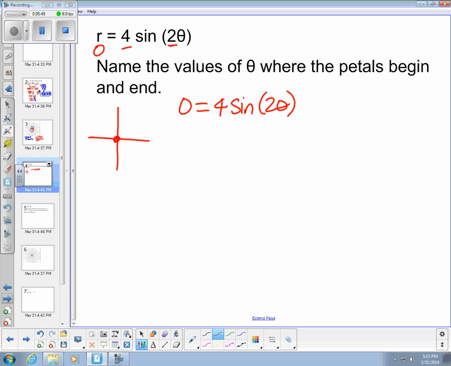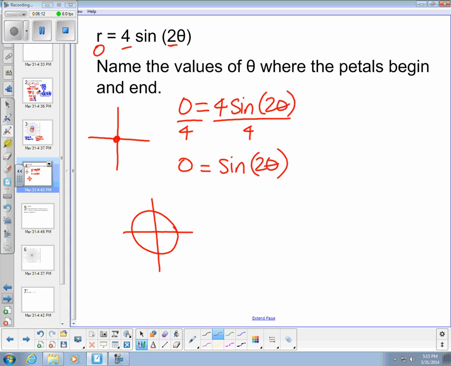Okay, now if I've got 4 times that, if I divide by 4, 0 divided by 4 is still 0, equals sine of 2 theta. Do not divide by that 2 right now. 2 theta is the angle. So what we're going to do is we're going to pretend this is sine of theta. And we're going to ask ourselves, where does sine equal 0? Okay, so we're going to have to think about our unit circle.